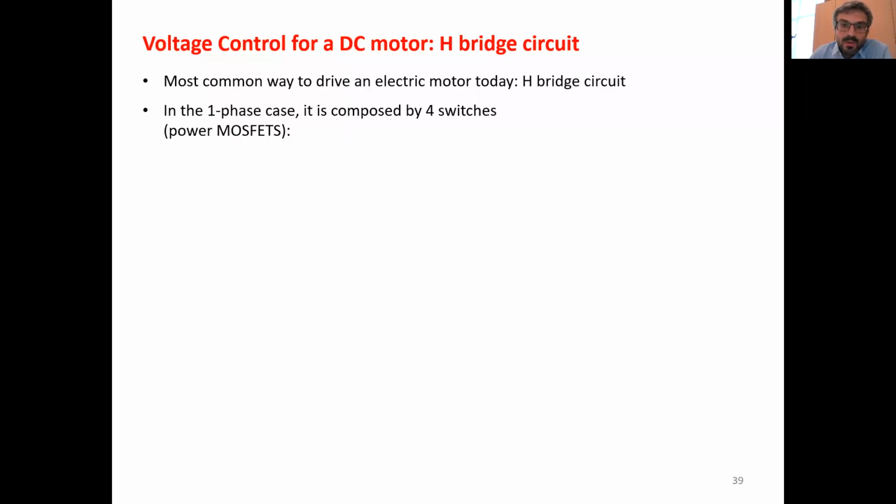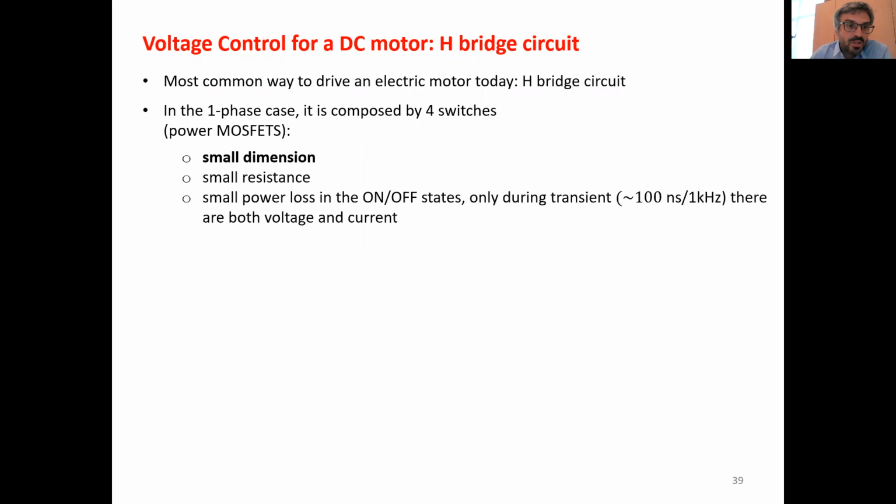And let's consider, for example, a case of a one-phase motor, not a three-phase motor. We see the extension afterwards. In the case of a one-phase motor, the driver is composed of 4 switches. And these switches are called MOSFETs, which are power transistors. They have small dimensions, small resistance, and small power loss in the on-off states. You can still have some power loss during the transient between on and off, but these transients typically are very short.